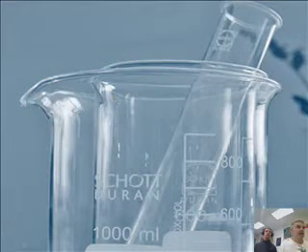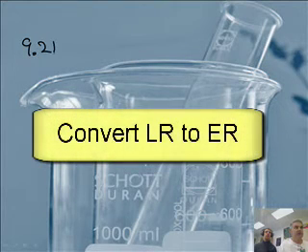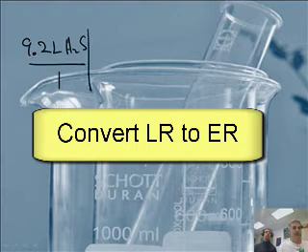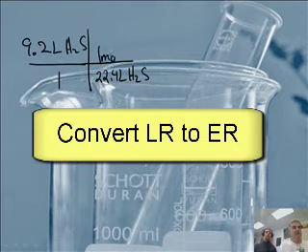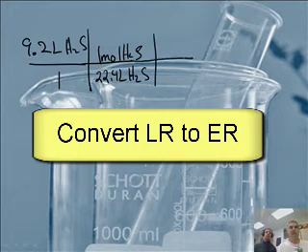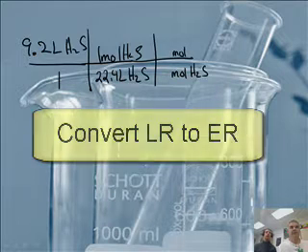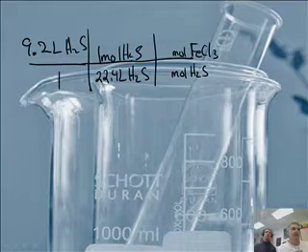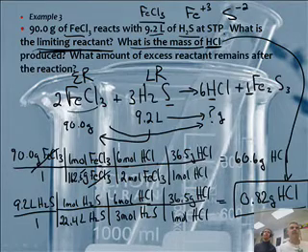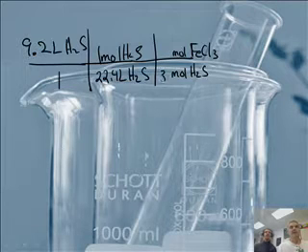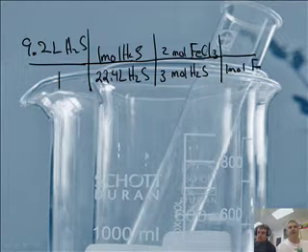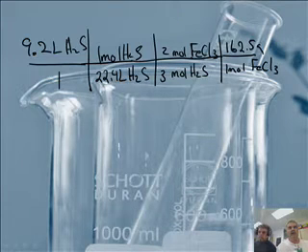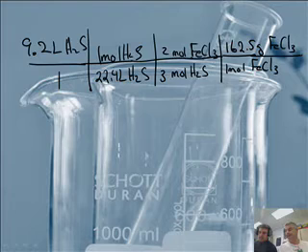Let's get a blank screen because we need more space. 9.2 liters of H2S over 1 times 22.4 liters of H2S on the bottom to 1 mole of H2S. And then we're going to say moles of H2S to moles of FeCl3. Do you remember what the ratio was? Let's go back and look. It was 2 FeCl3 and 3 H2S. And the molar mass of FeCl3 is 162.5, wasn't it? 1 mole of FeCl3 is 162.5 grams of FeCl3.